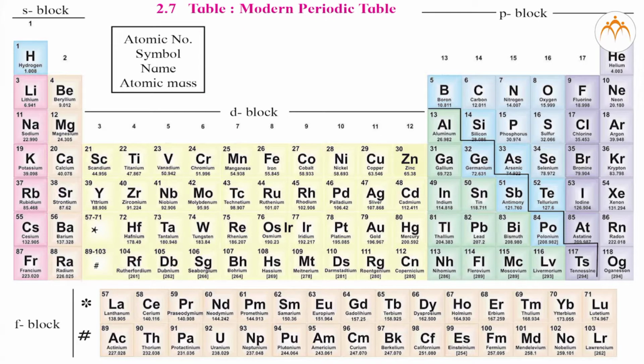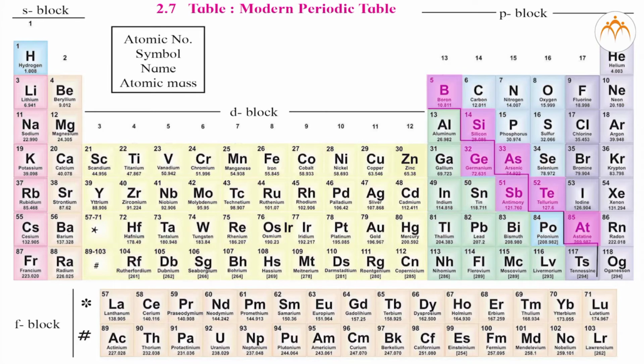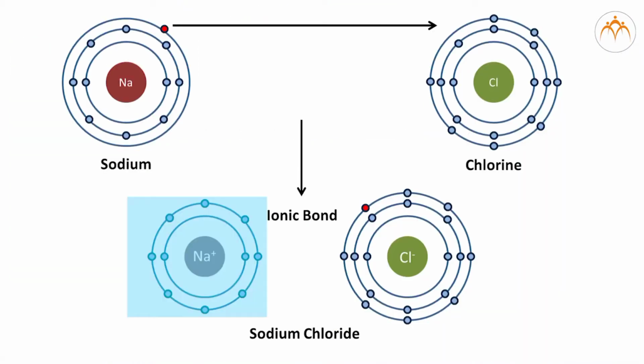All elements are classified in accordance with their physical and chemical properties into metals, non-metals and metalloids. With the exception of hydrogen, all elements that form positive ions by losing electrons during chemical reactions are called metals. Let us see some physical properties of metals.